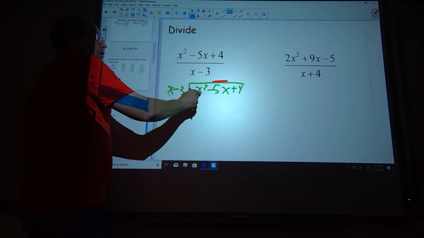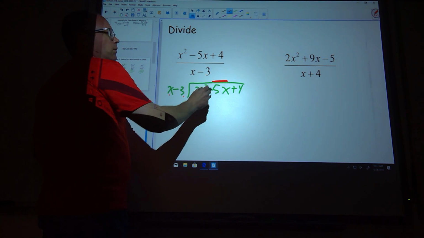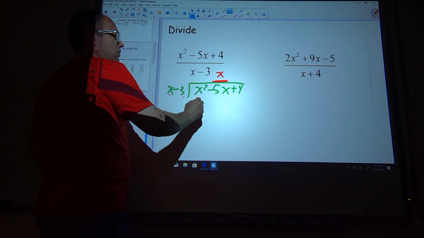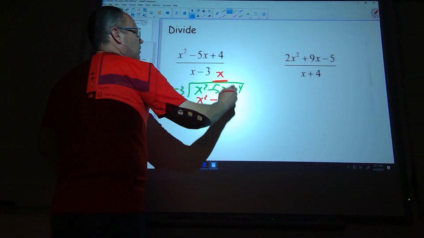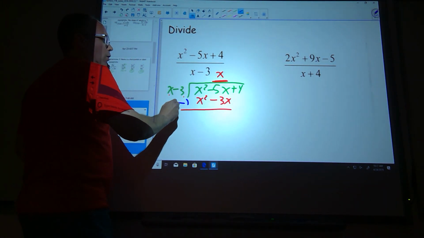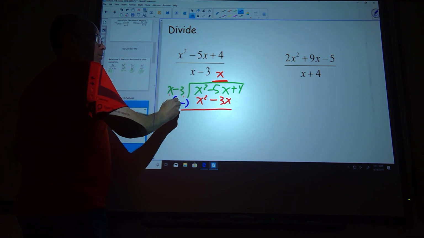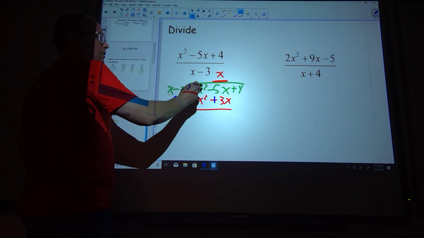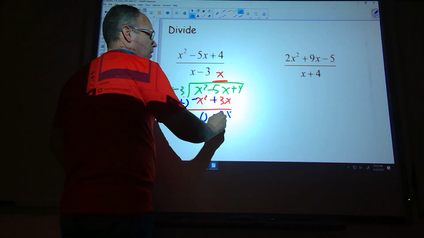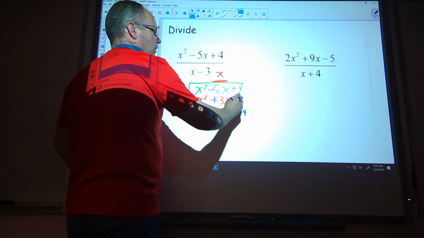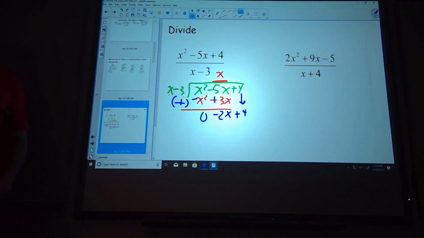What times x gives me x squared? X. Okay, so I go x times x is x squared. X times negative 3x is negative 3x. Okay, I'm subtracting both of these. So make that a plus, make that a minus, make that a plus. So if I do that, I don't get anything here. I get negative 2x plus 4 because I have to bring that down. Is that okay so far?